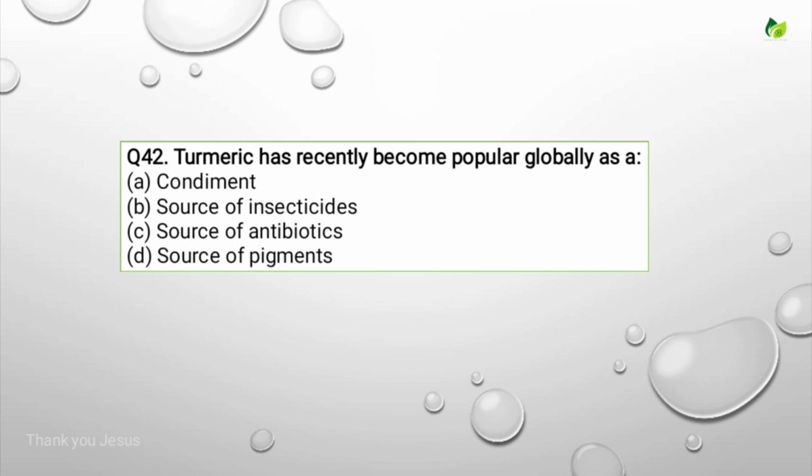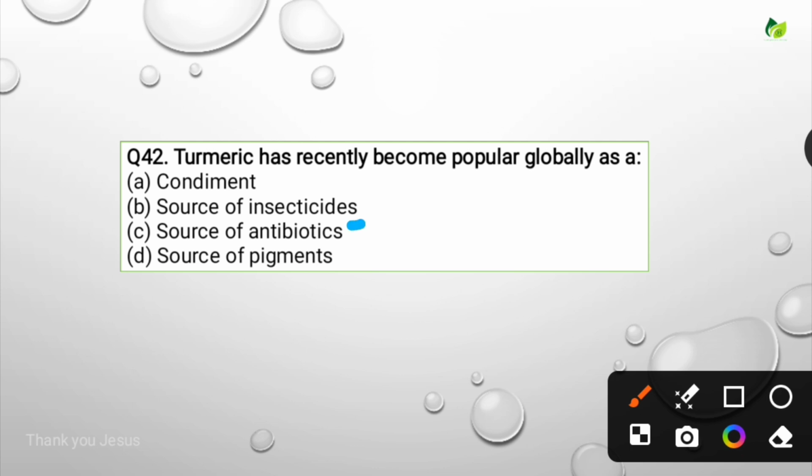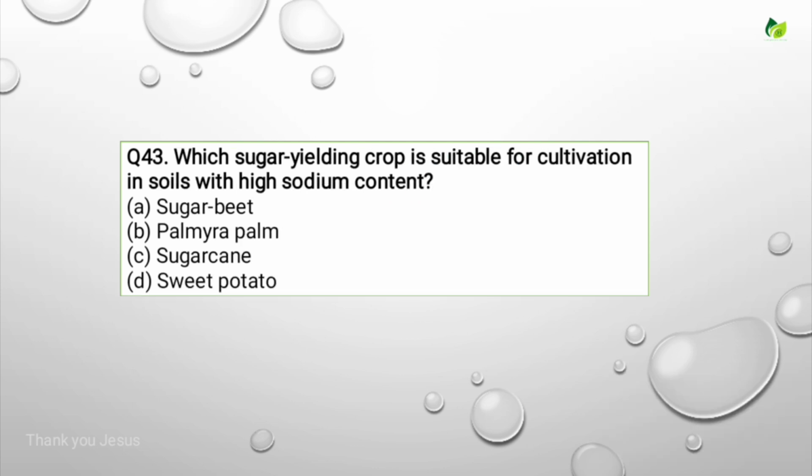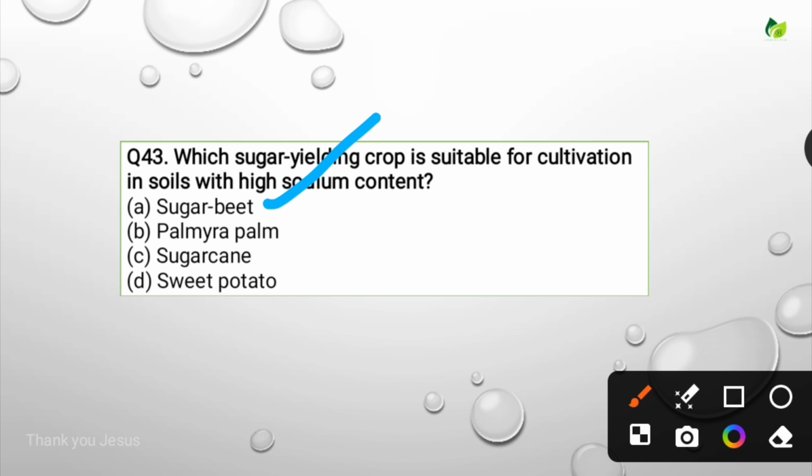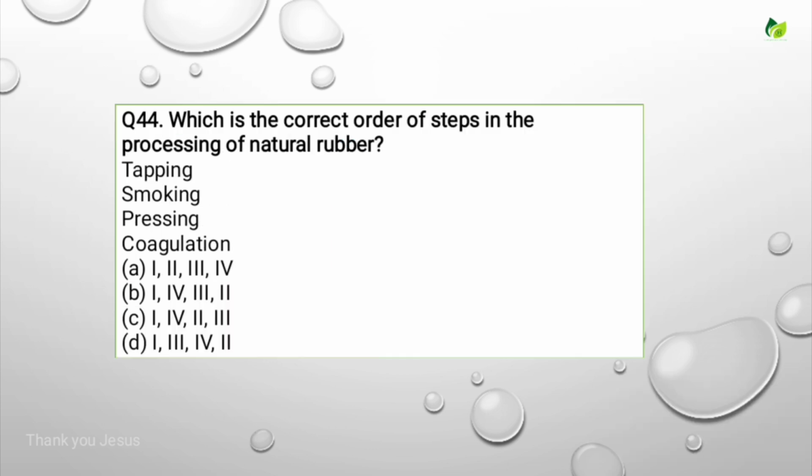Turmeric has recently become popular globally as a. Options are condiment, source of insecticides, source of antibiotics, source of pigments. For this, the correct answer is source of antibiotics. Let's see the next question. Which sugar yielding crop is suitable for cultivation in soils with high sodium content? Options are sugar beet, palmyra palm, sugarcane, sweet potato. For this, the correct answer is sugar beet. Let's see the next question.